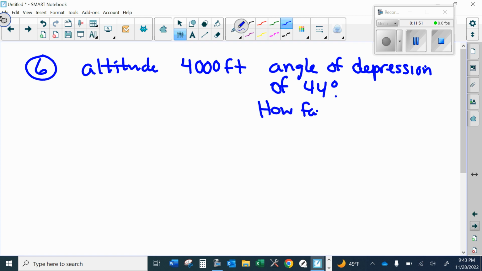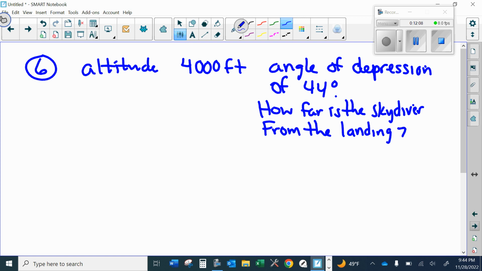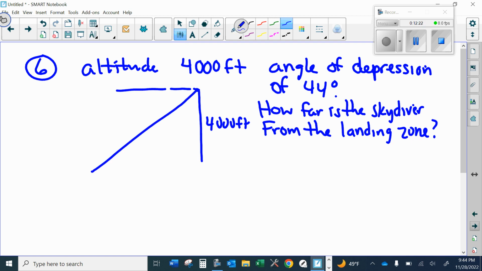How far is the skydiver from the landing zone? So you're at 4,000 feet. Landing zone, LZ right there. Angle of depression, 44 degrees.